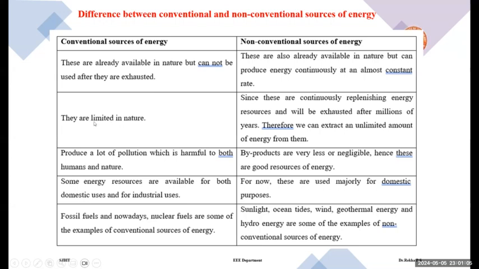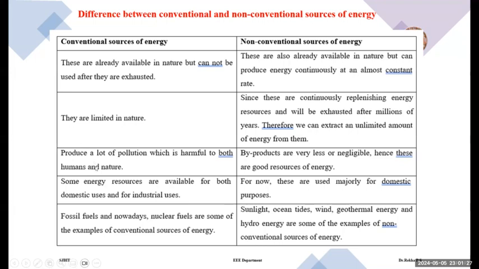So, what is the next difference between conventional and non-conventional? The second one is they are limited in nature. Conventional sources of energy are limited in nature, whereas non-conventional sources of energy are continuously replenishing energy resources and will be exhausted only after millions of years. Therefore, we can extract an unlimited amount of energy from them.